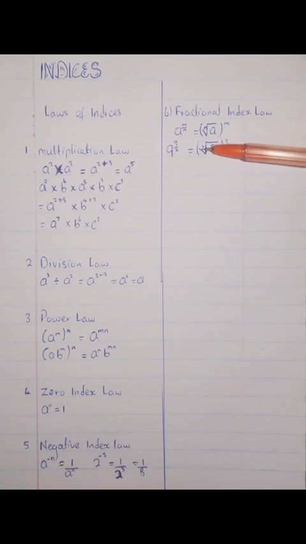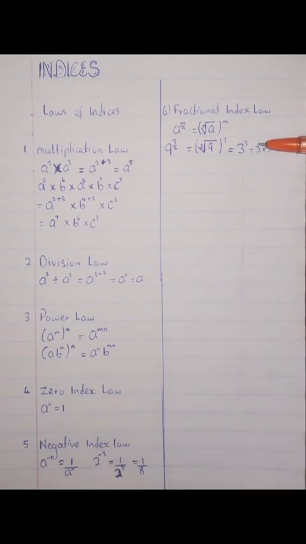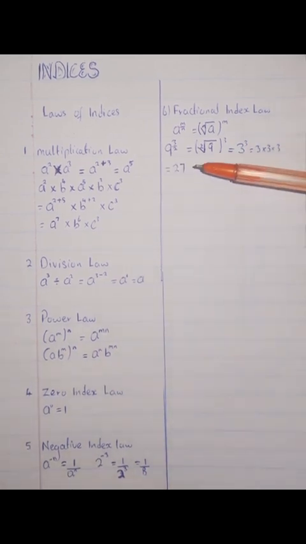So what is the square root of 9? The square root of 9 is 3. So we'll be having 3 raised to the power of 3. And 3 raised to the power of 3 means 3 times 3 times 3. You can count it here: 3 1, 3 2, 3 3. 3 raised to the power of 3. And 3 times 3 times 3 will give us what? 27. So we are having 27. So 9 to the power of 3 over 2 is equal to 27.